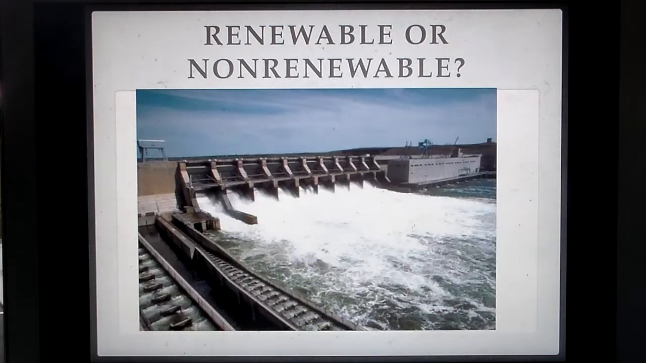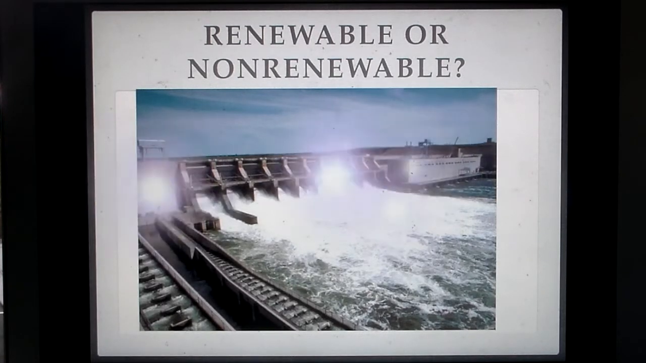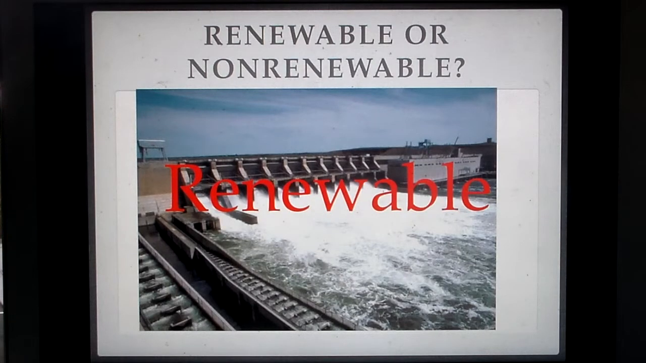All right, our next one. Here we are looking at the water. This is called a dam, a hydroelectric dam. So is water renewable or non-renewable? Again, we're focused on the water. Water is renewable or non-renewable? Well, we just finished talking about the water cycle, so water is definitely renewable.